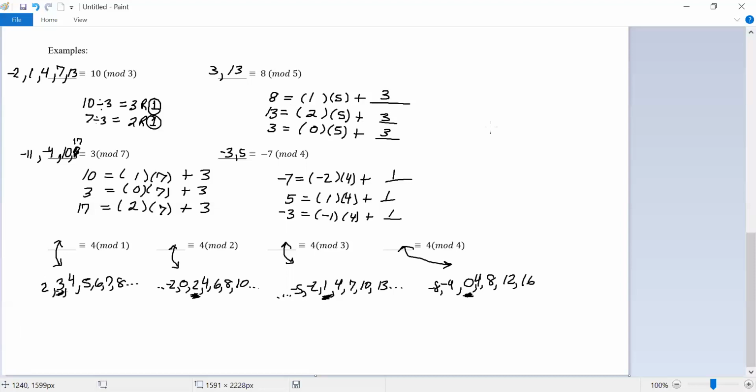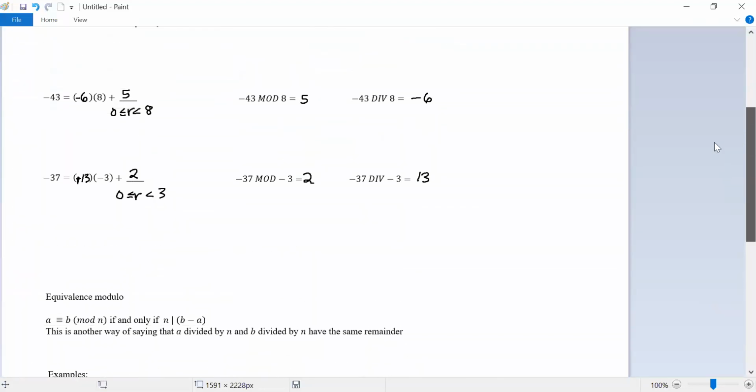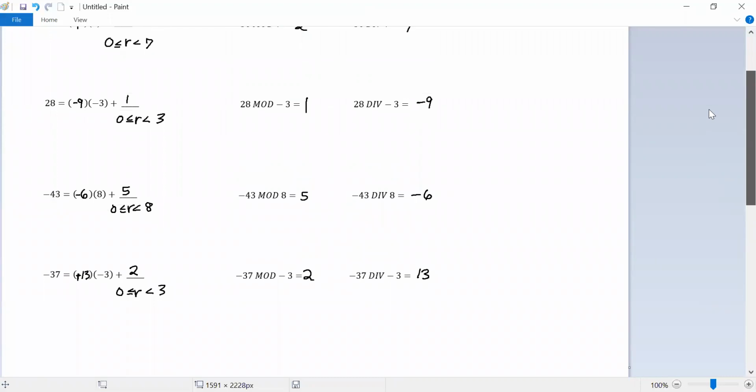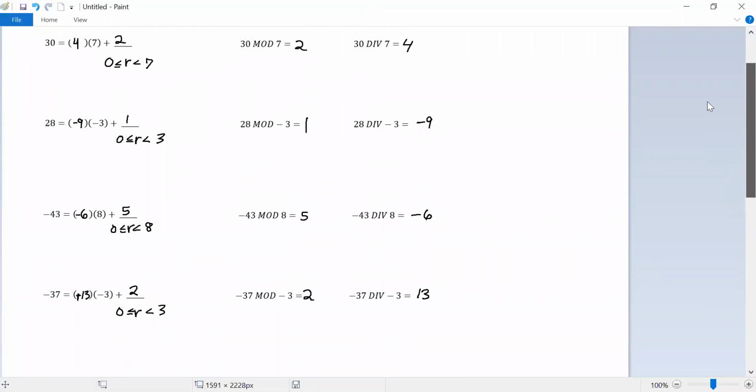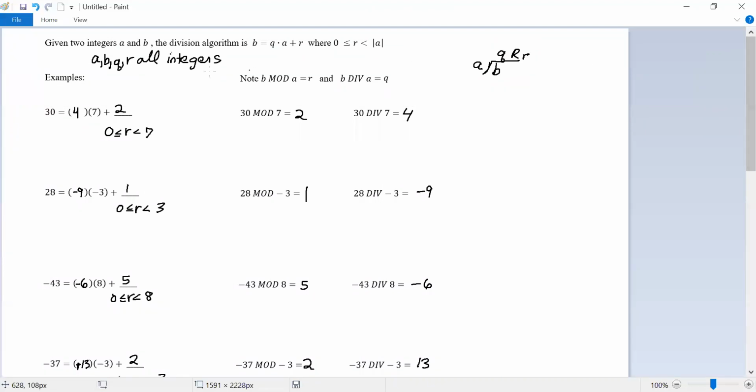So that is how we find equivalence modulo. And we can use prime numbers with that and do codings and stuff, cipher kinds of codes. This is the division algorithm and the operations of mod and div.